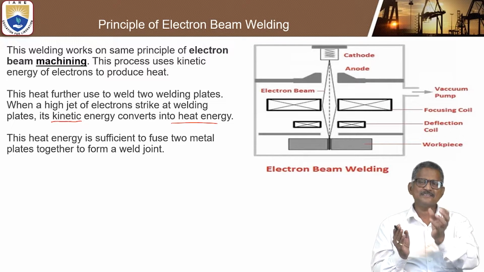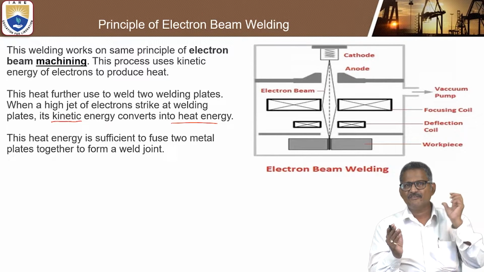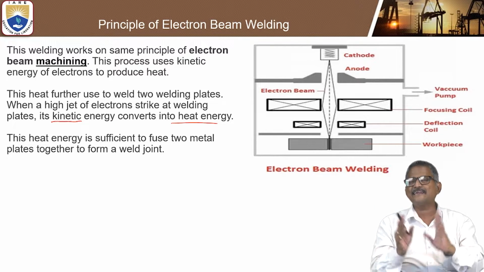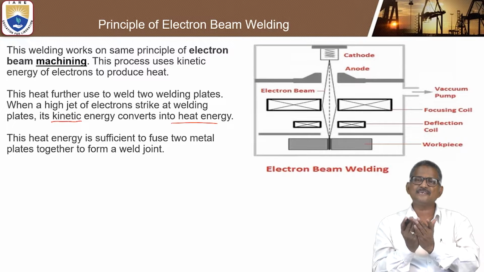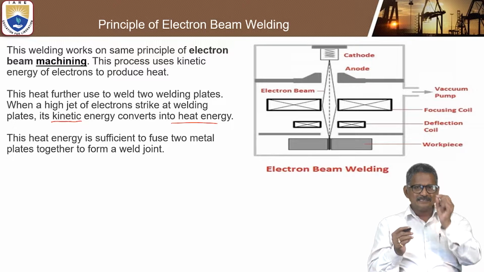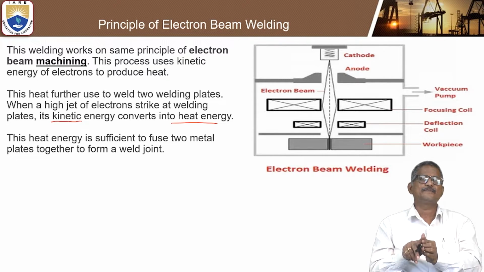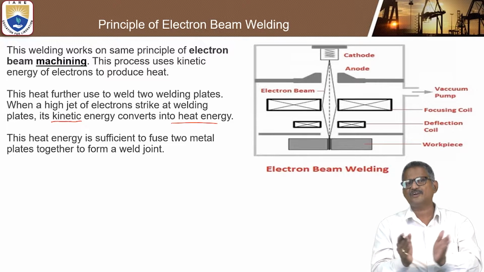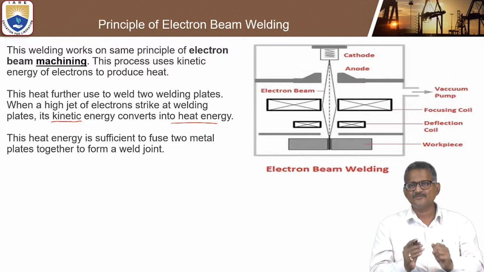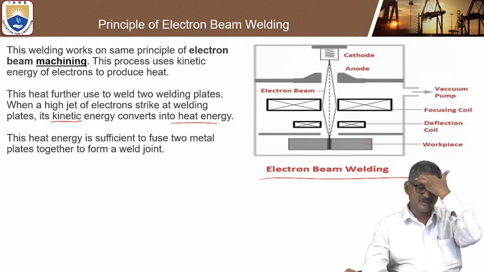What is meant by kinetic energy? The flow of electrons, half mv square. High speed, high velocity electrons will transfer their energy to generate heat. Automatically the heat will be generated, and the metals will be joined together effectively. This heat energy is sufficient to fuse two metal plates together to form a weld joint. A very good weld bead joint can be obtained. So this is the basic fundamental definition of electron beam welding.